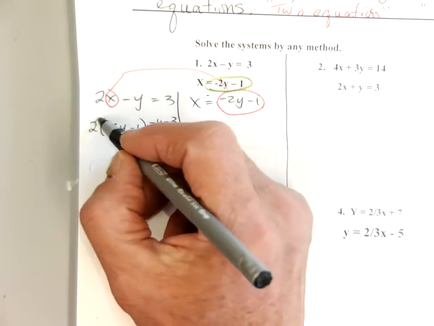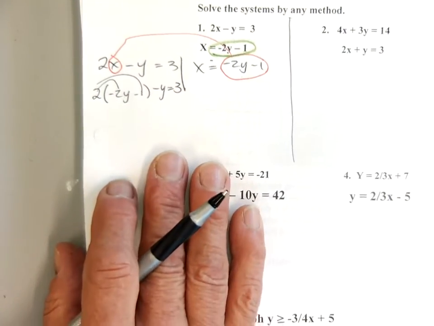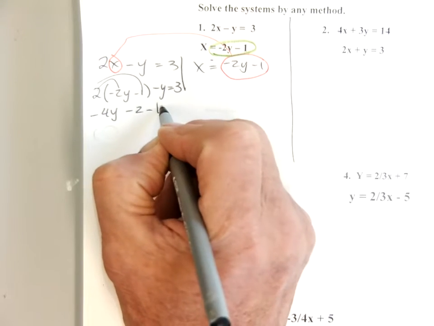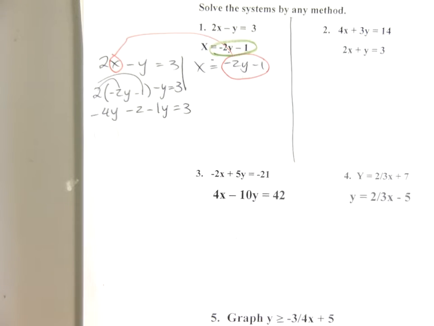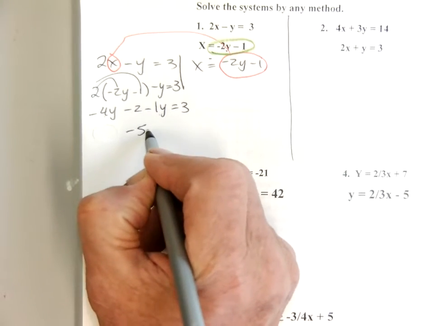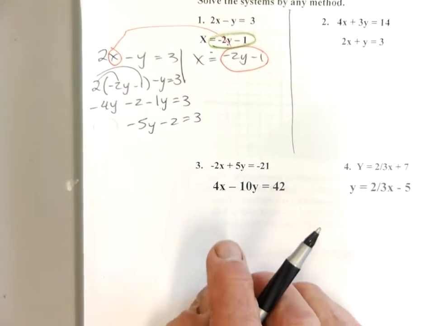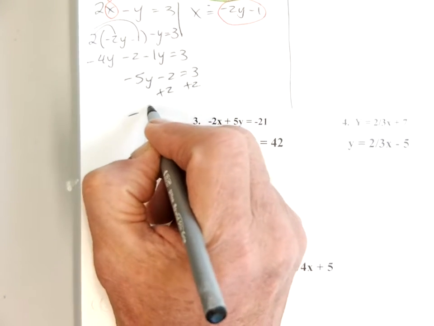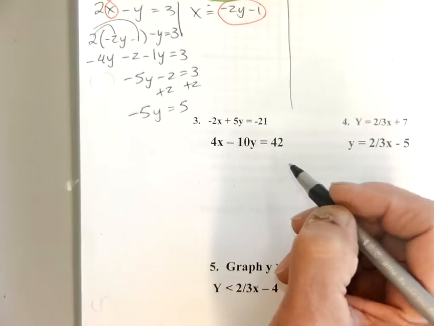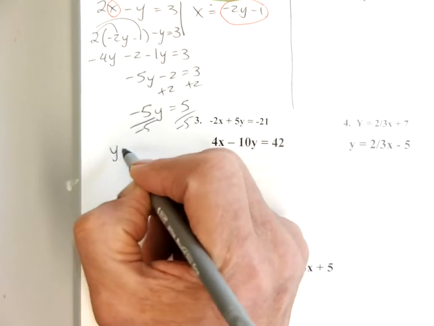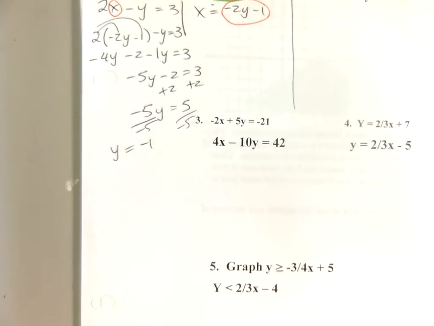Now, let's distribute. This times this, right? We're going to simplify it. Negative 4y minus 2 minus a 1y equals 3. I got a negative 4y and a negative 1y. That makes a minus 5y minus 2 equals 3. I'll go plus 2, negative 5y equals 5. Divide by negative 5 on both sides. And I get y equals negative 1. Okay, I've got one answer.